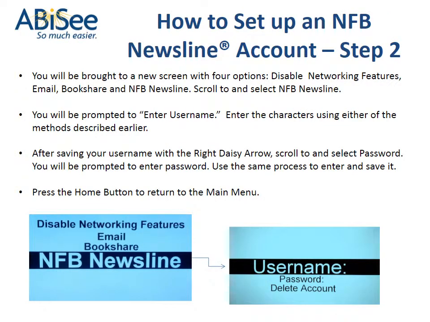How to set up an NFB Newsline account. Step 2. You will be brought to a new screen with 4 options: disable networking features, email, Bookshare and NFB Newsline. Scroll to and select NFB Newsline. You will be prompted to enter username. Enter the characters using either of the methods described earlier. After saving your username with the right daisy arrow, scroll to and select password. You will be prompted to enter password. Use the same process to enter and save it. Press the home button to return to the main menu.